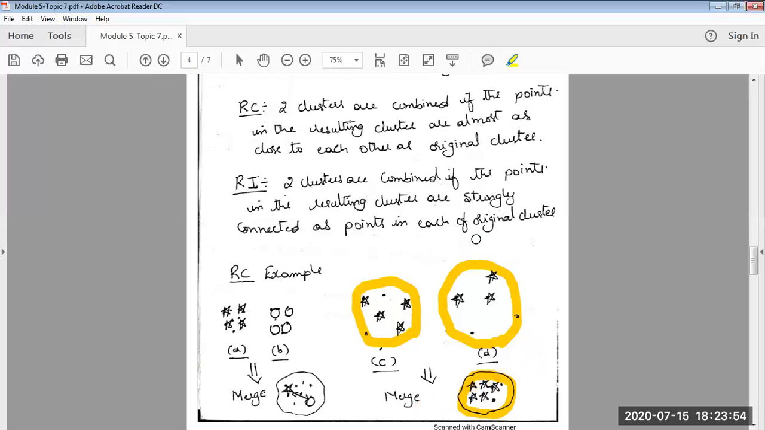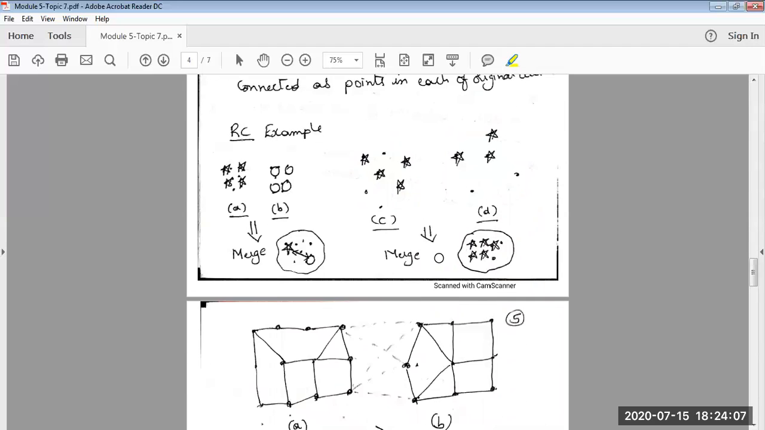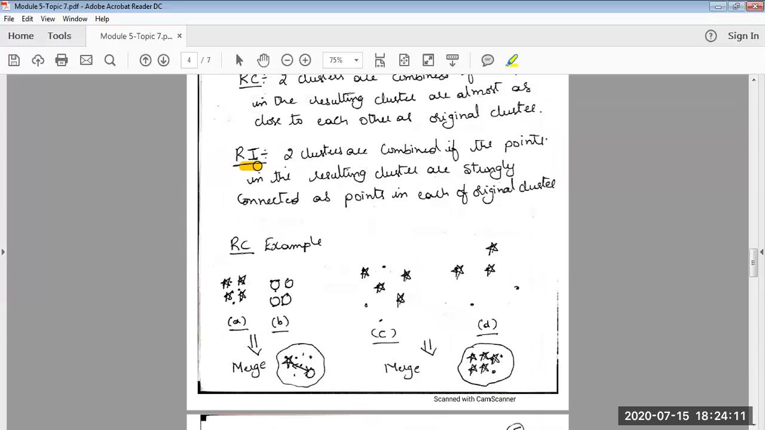So this is relative closeness. Once you complete the merger, whatever outcome you are obtaining, the data points in that cluster should be similar to the data points in the input cluster. So this was relative closeness. Now coming to relative interconnectivity. Okay, what is this relative interconnectivity?